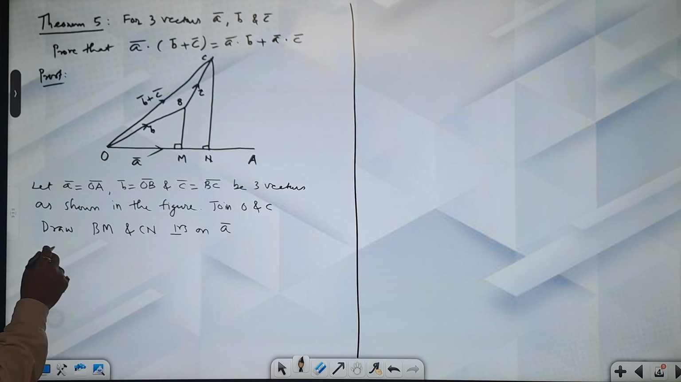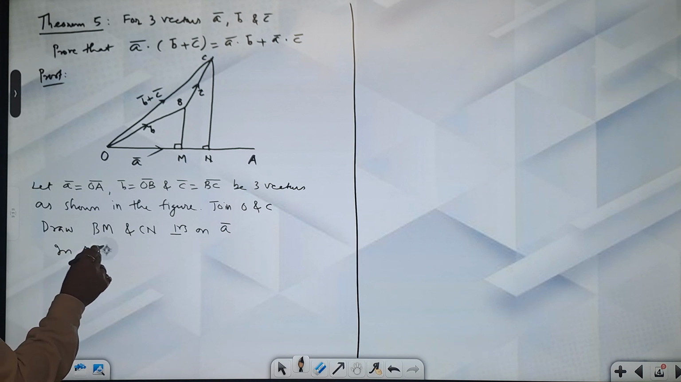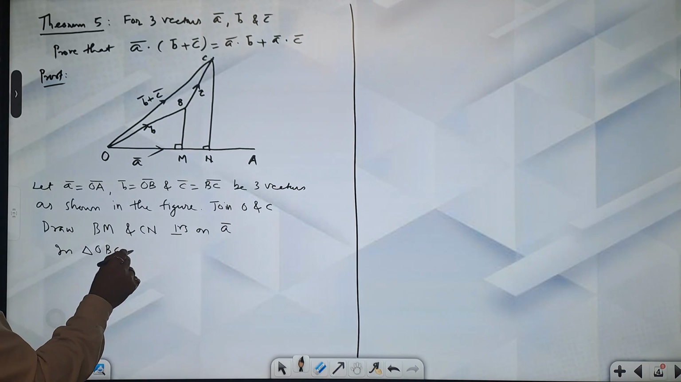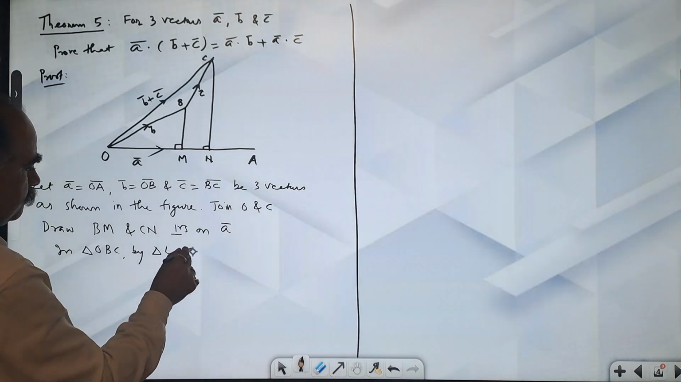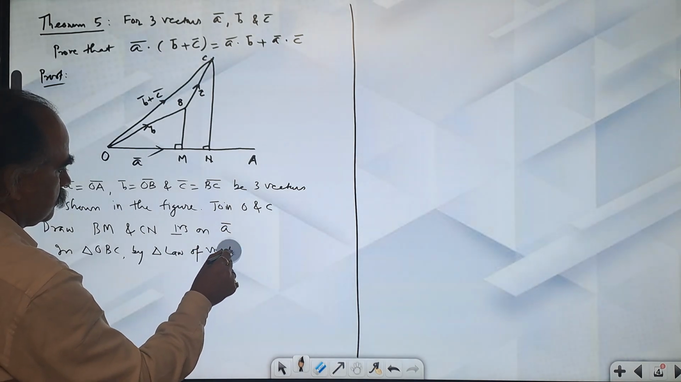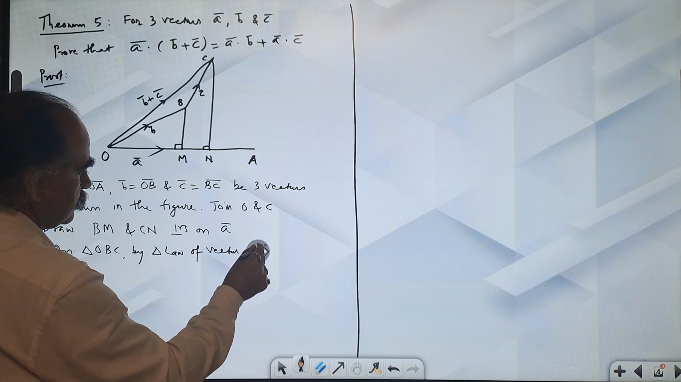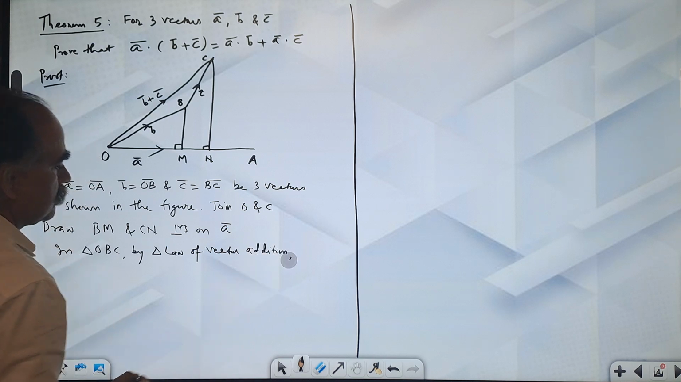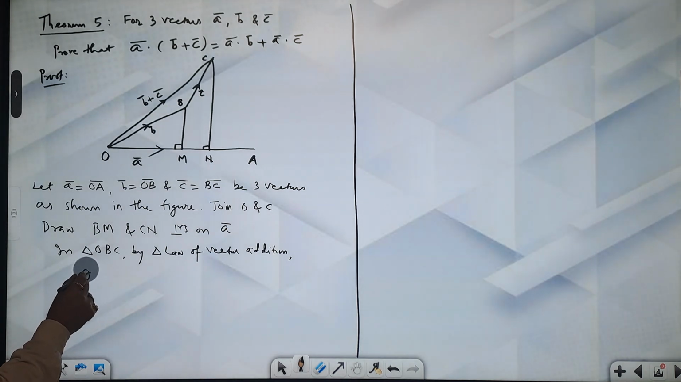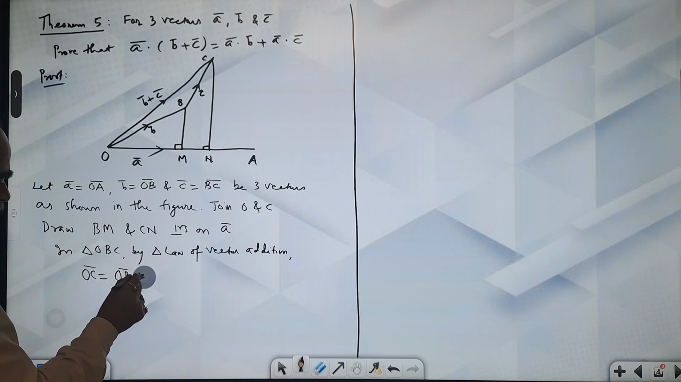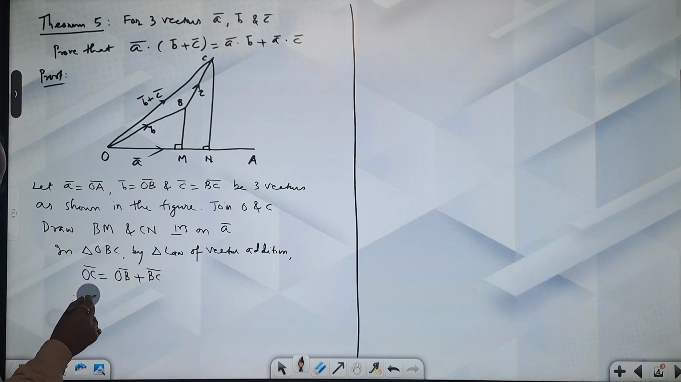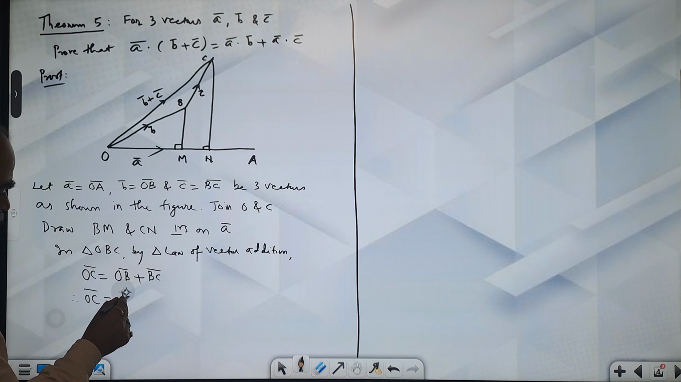In triangle OBC, by triangle law of vector addition, OC bar is what? OB bar plus BC bar. So OC bar is B bar plus C bar.